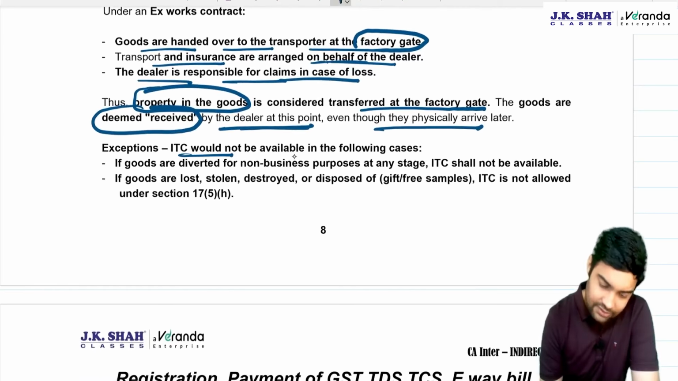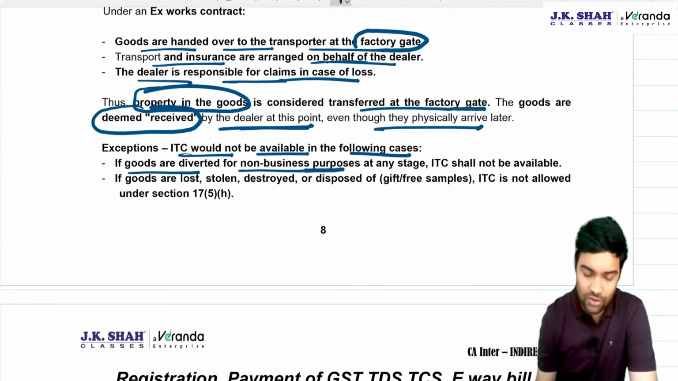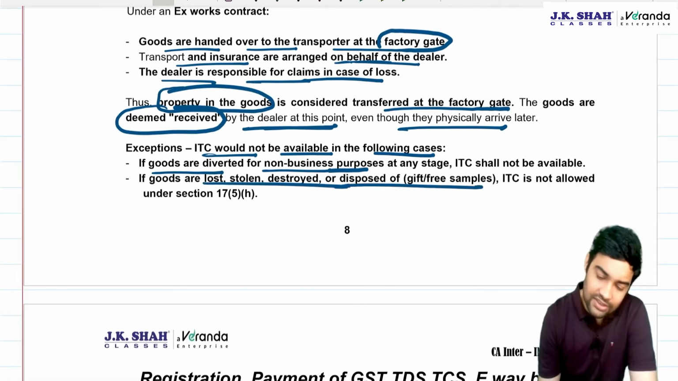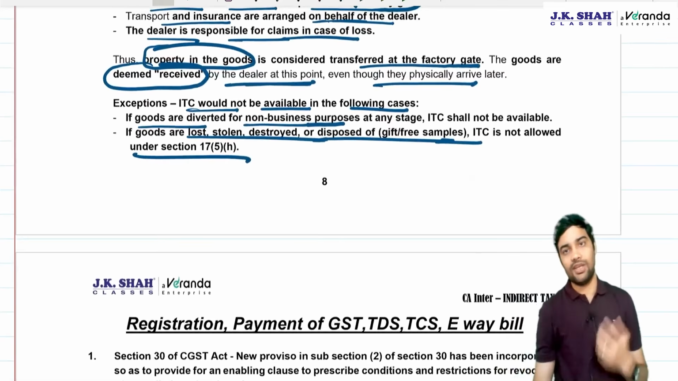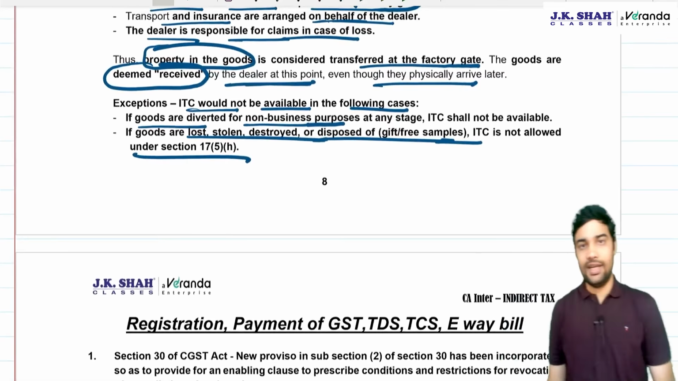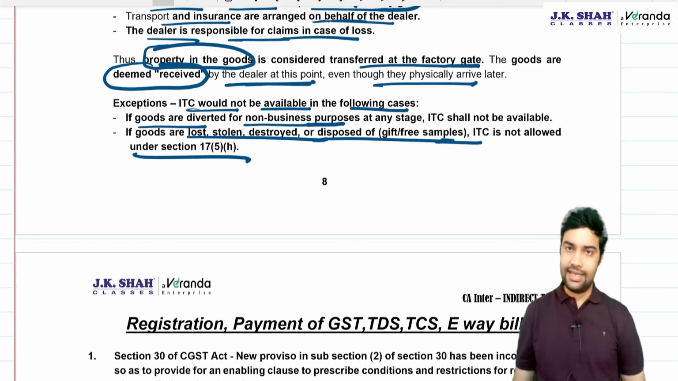even though there are two exceptions where ITC would not be available. If goods are diverted for non-business purposes, you will not get ITC. Goods lost, destroyed, stolen, or written off, ITC will not be available. That is anyway blocked credit, goods lost, destroyed. If that happens, then you have to reverse ITC.